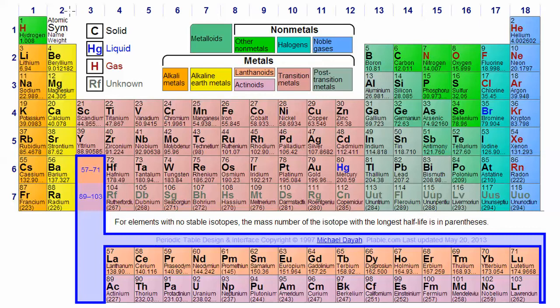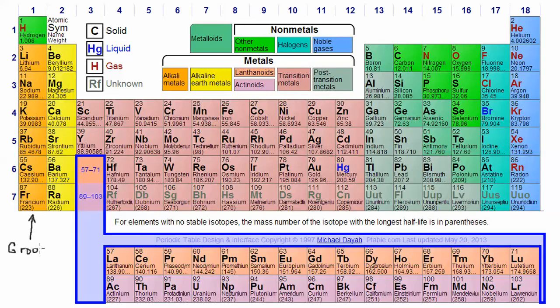As you can see, the periodic table, like all tables, has columns which go up and down, and rows which go right and left. And in the periodic table, the columns are called either groups or families. I'll probably usually say groups.